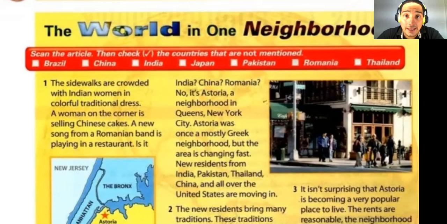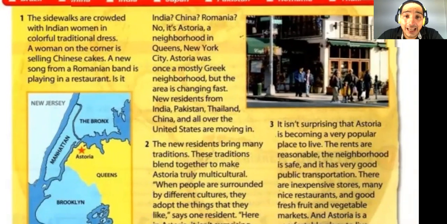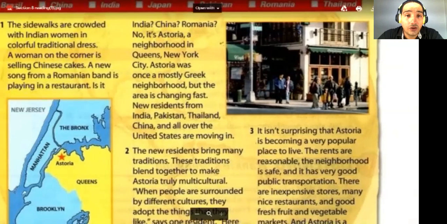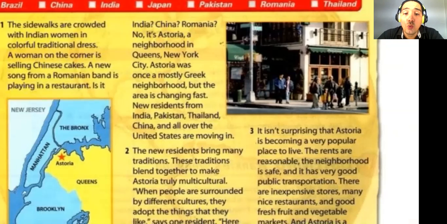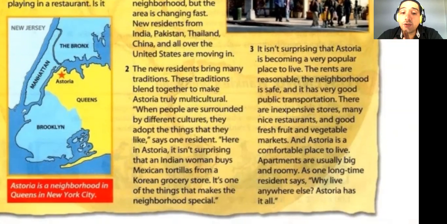The sidewalks are crowded with Indian women in colorful traditional dress. A woman on the corner is selling Chinese cakes. A new song from a Romanian band is playing in a restaurant. Is it India? China? Romania? No, it's Astoria, a neighborhood in Queens, New York City. Astoria was once a mostly Greek neighborhood, but the area is changing fast. New residents from India, Pakistan, Thailand, China, and all over the United States are moving in. The new residents bring many traditions. These traditions blend together to make Astoria truly multicultural.